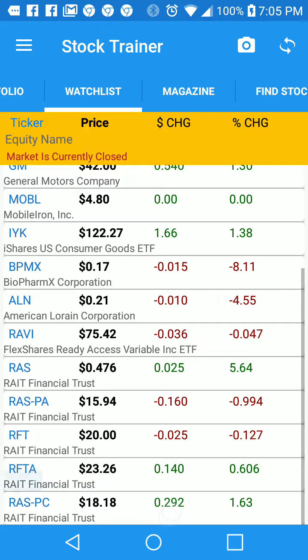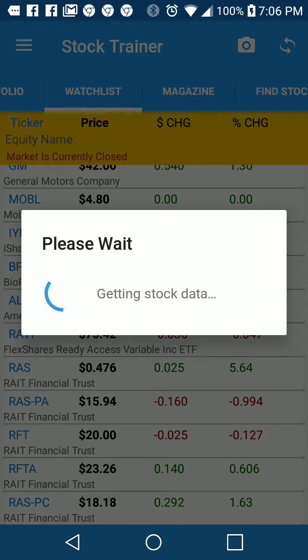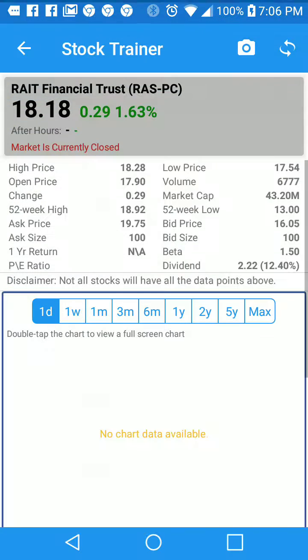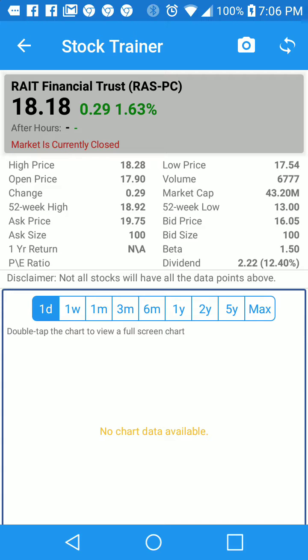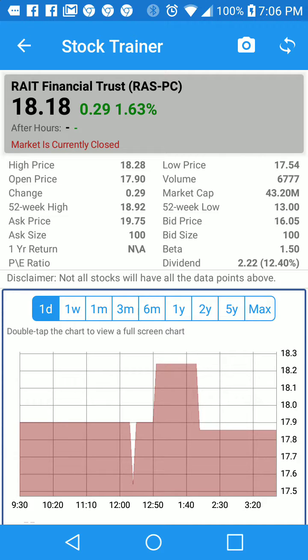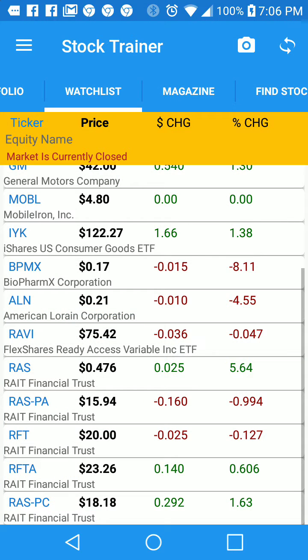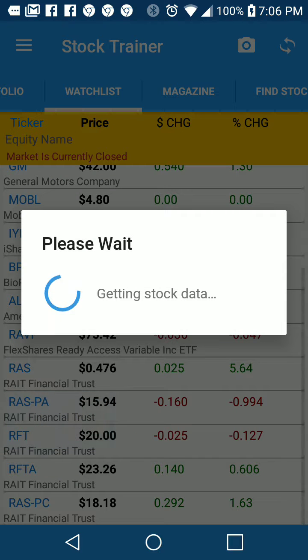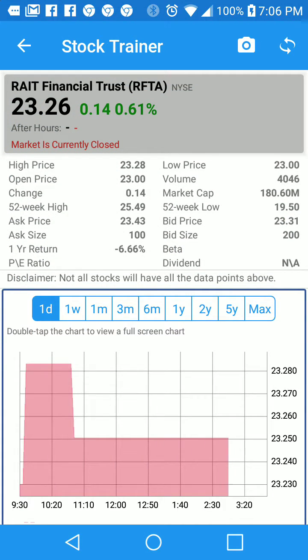Here's the quote. Okay, guys, it comes up. Here it is, the RAIT Financial Trust. This one is the RASPC, and it is $18.80 a share. So all you need to know right now, $18.80 a share. Okay? And this one, let me get it up, is $23.26 a share.